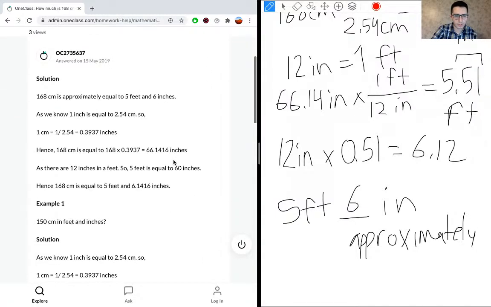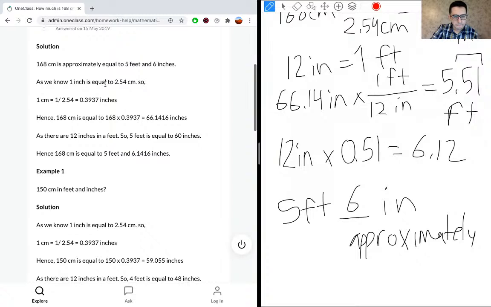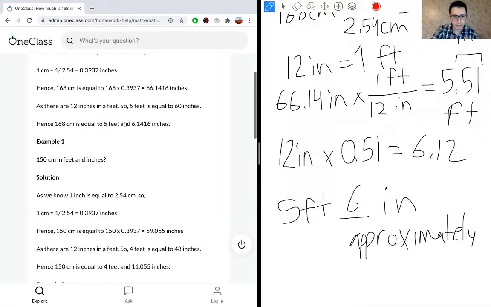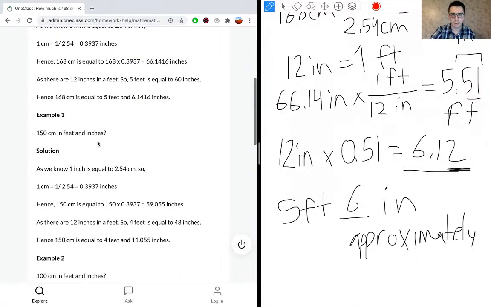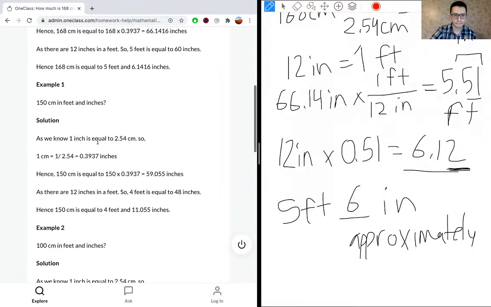Okay, so looking at the solution provided, they use the 2.54 conversion rate, they get 66.1 inches, and they get 5 feet and 6.14 inches. So yep, we got a similar amount. Our answer might be a little bit off in this decimal spot because we didn't take as many decimal places in previous calculations, but both answers are correct, depending on what the question is stating. If the question was stating to add more decimal places, then you would try to keep more decimal places as you're doing the calculation.